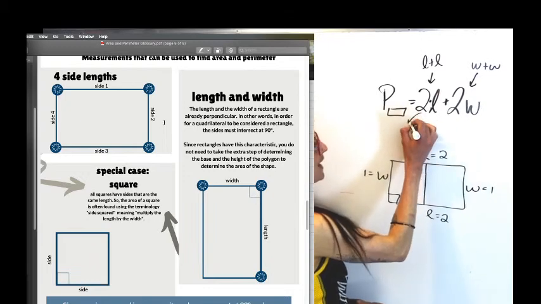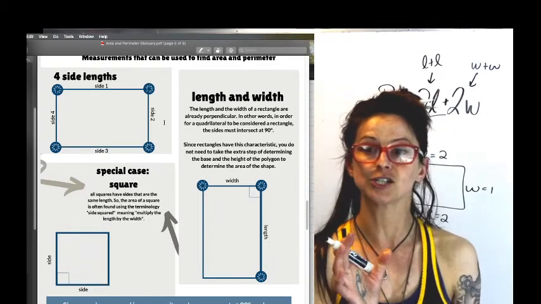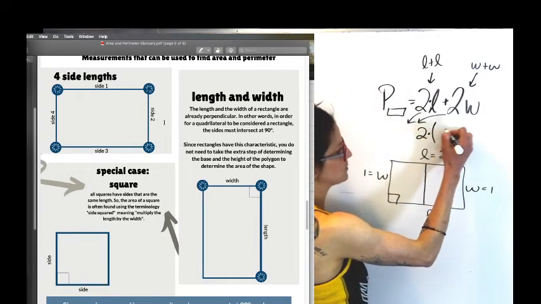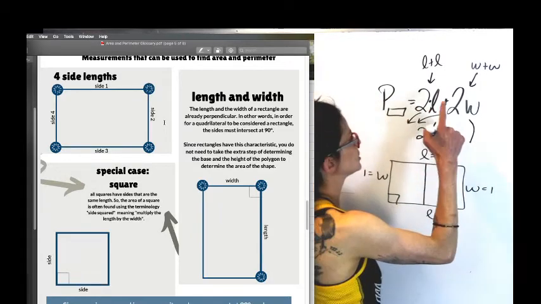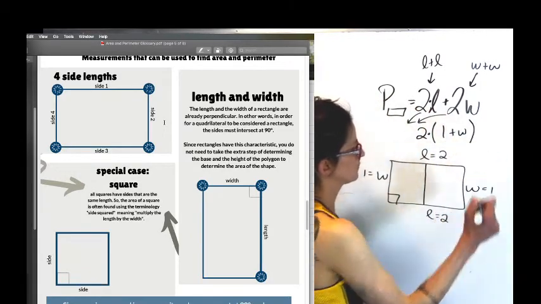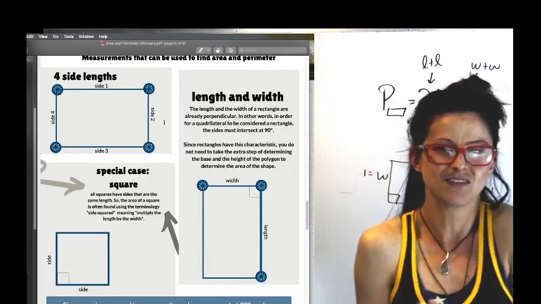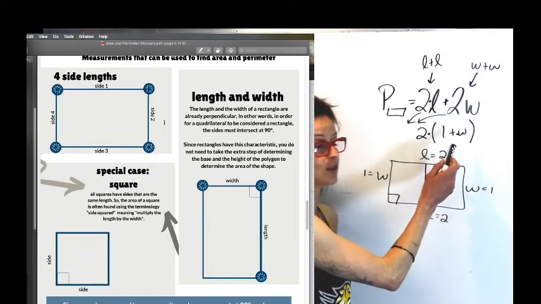If we factor out the 2 from both of these terms, which are separated by addition, we're going to multiply the entire group by 2. But what are we multiplying by 2? We're multiplying the length plus the width. So we can use this actual example with numbers to check to see if this makes sense. Length plus width is in parentheses, so we do that first.